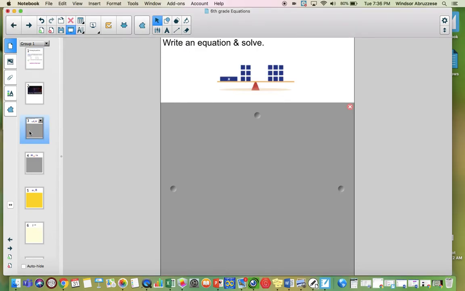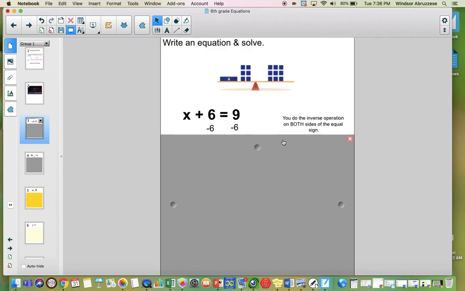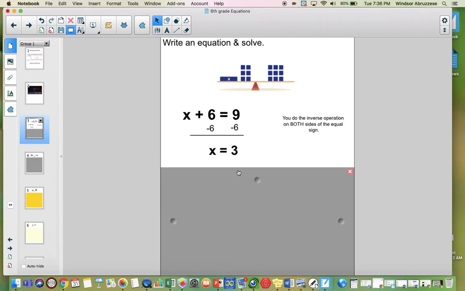Here's our first example that we're going to do in this Smart Notebook. I have a picture of a scale. I have x and 6, and then on the other side I have 9. So my equation would be x plus 6 equals 9. Remember to do the inverse on both sides. How do I eliminate this positive 6? I minus 6. If I minus 6 on the left, I have to minus 6 on the right. And you are left with x is equal to 3.